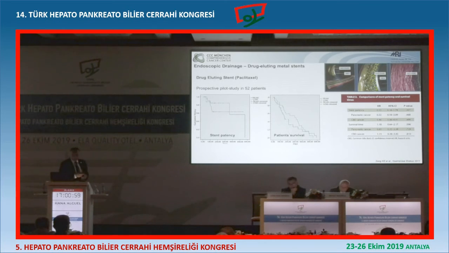And this graph shows that it is possible to do such stents, but the benefit of these stents for patients with perihilar or distal cholangiocarcinoma is not really evident. Even more, it seems that those who received a paclitaxel-coated metal stent had a worse patient survival compared to those who had only a bare metal stent, so to say. So there is not a big difference. It seems that those with drug-eluting stent had a worse outcome, which was not significant.